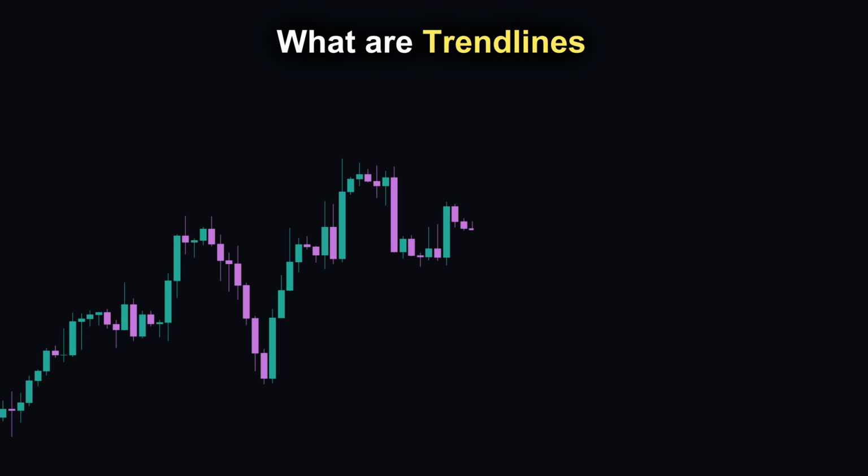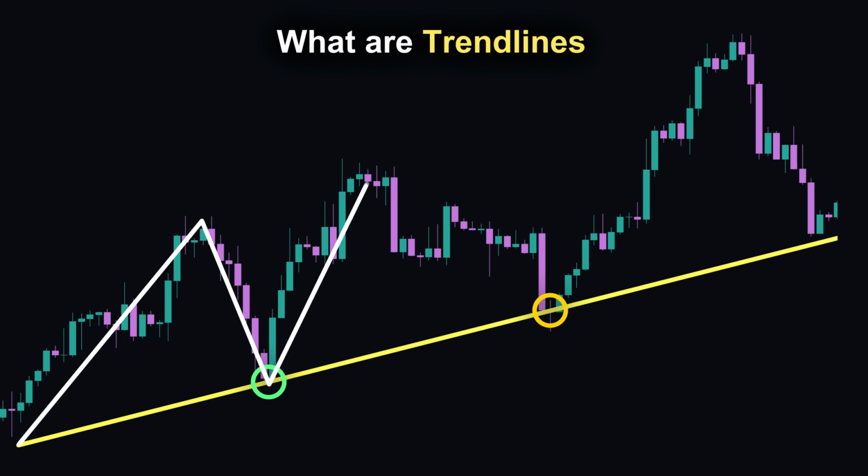First, let's understand what trend lines are. Trend lines are important lines in a market that show a clear direction. We draw these lines because they help pinpoint locations where the price is likely to offer high-probability trading opportunities.